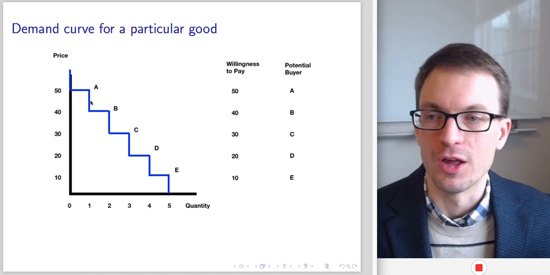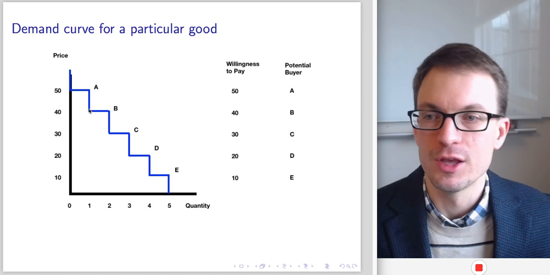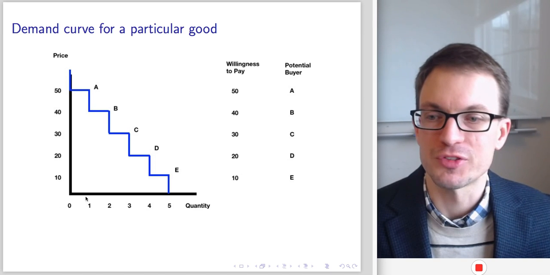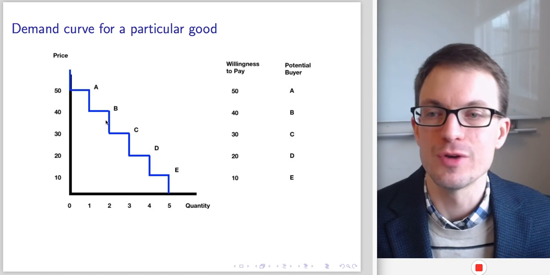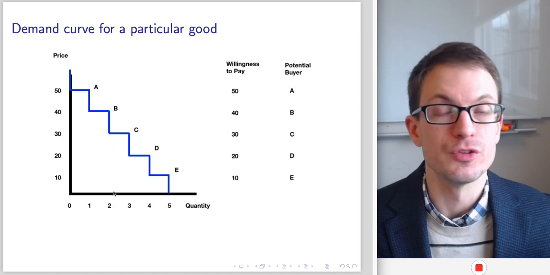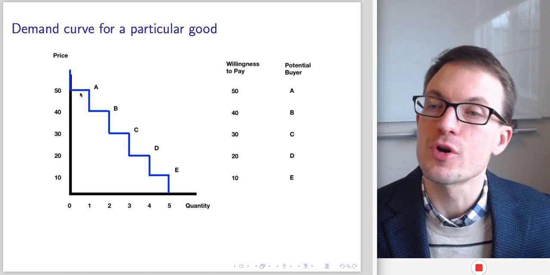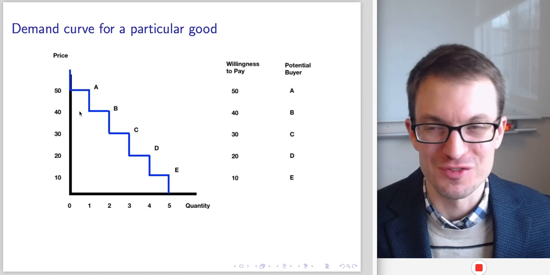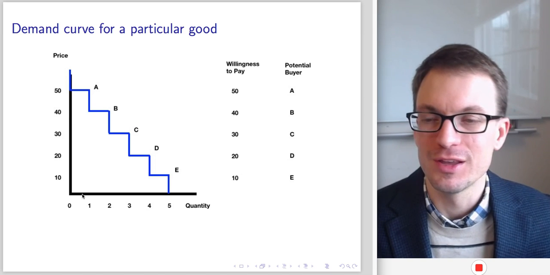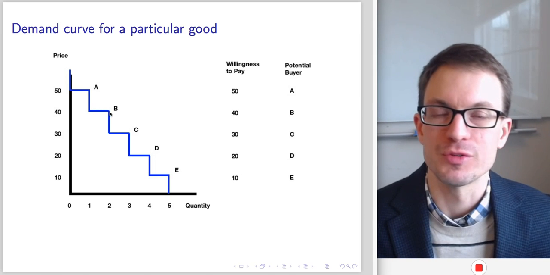If the price falls to 40, what this is telling us is that 2 units are demanded. Quantity demanded is 2 at a price of 40. Who's consuming those 2 units? Well, person A, who had a willingness to pay of 50, is really excited about the price of 40. They're definitely going to buy, so we're going to have 1 unit going to person A, and the second unit is going to go to person B.